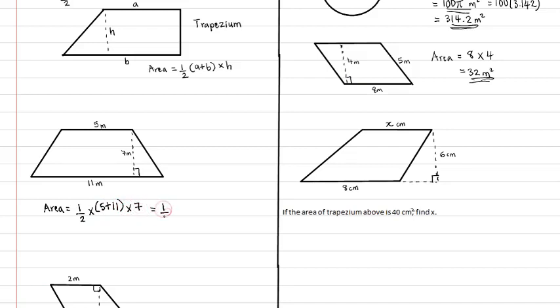which is 1/2 times 11 plus 5 will give us 16, times 7. So 16 times 7 divided by 2. 16 times 7 will give 112 divided by 2. So 112 divided by 2 is 56 meters square. Final answer.